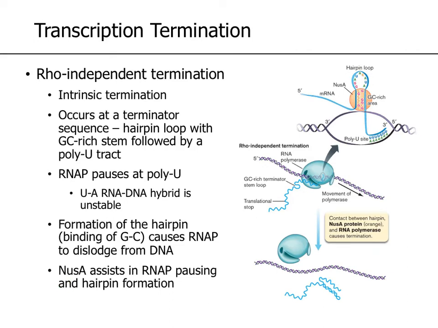The other protein that's involved is NusA. This actually assists with two things. It assists with the pausing at that U tract, and it also assists in the hairpin formation. Any questions about termination?